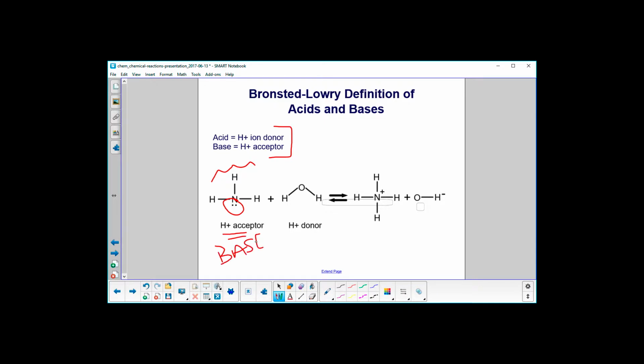Now water can donate an H+, and that means that water would be an acid under this classification scheme. So you can see what you get out here at the end, ammonium and hydroxide. So water in this case is a Bronsted-Lowry acid, and the ammonia would be a Bronsted-Lowry base.